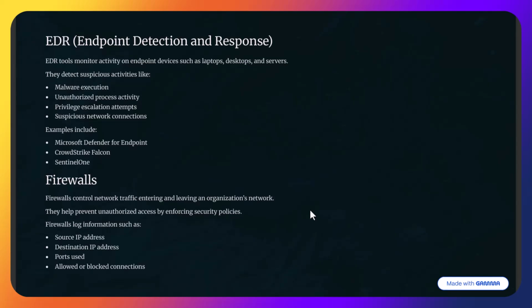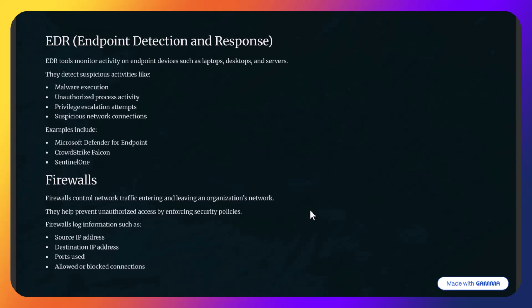Let's talk about EDR, endpoint detection and response. EDR tools monitor activity on endpoint devices such as laptops, desktops, and servers. They detect suspicious activities like malware execution, unauthorized process activity, privilege escalation attempts, suspicious network connections. Examples include Microsoft Defender for Endpoint, CrowdStrike Falcon, SentinelOne.